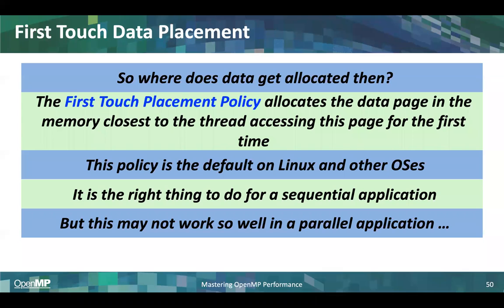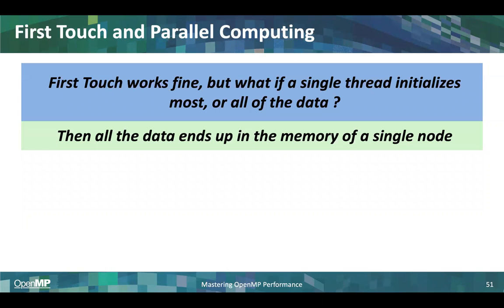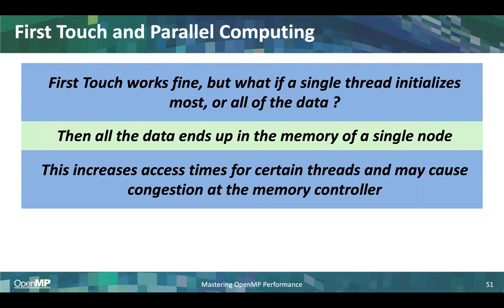It may not be the right thing to do in a parallel application, however. So what if a single thread initializes most or all of the data? That means that thread owns the data. All that data will end up in the memory where that thread executes. That's probably not a desirable situation, because any other thread that needs the data will have to go and get it, wherever it is. It costs time. In the worst case, if there are a lot of threads, you can even get congestion at the memory controller. So all sorts of bad things happen then. This is probably not what you want.